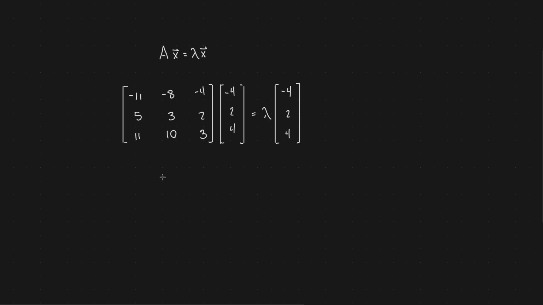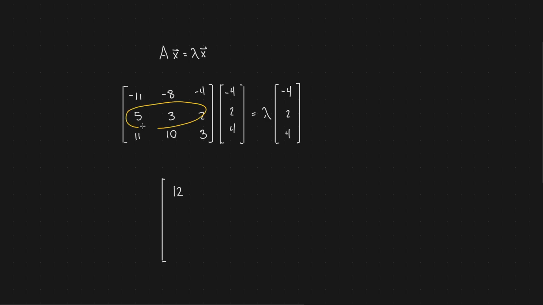So on the left side, for the first term, I'm going to take the dot product of the first row of the matrix and the first column of the vector. So I'd get 44 plus -16 plus -16. So 44 plus -16 plus -16, that's 44 minus 32, which is 12. Okay. Next row.